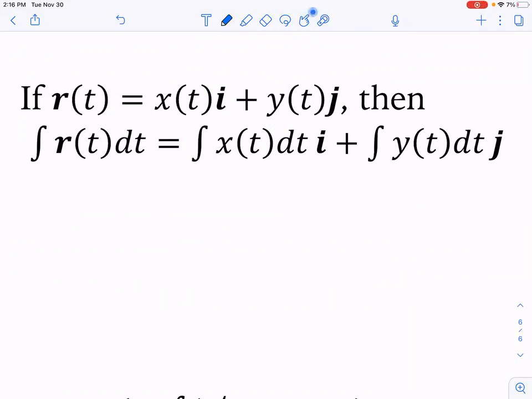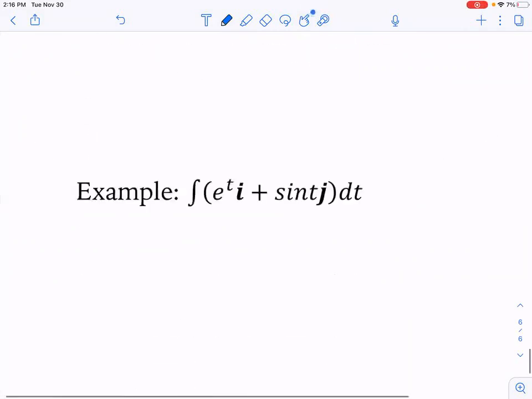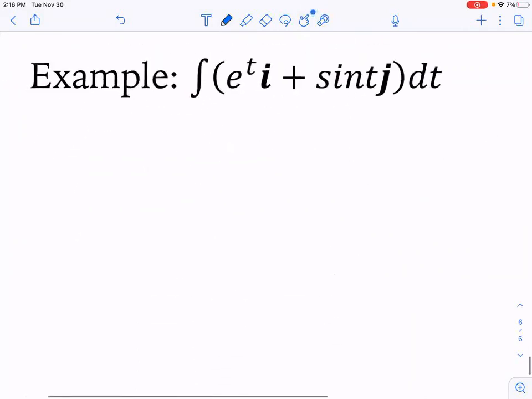What is this used for? You wait until over the next couple of days, it'll become more apparent. Okay. All right. So here's our example.